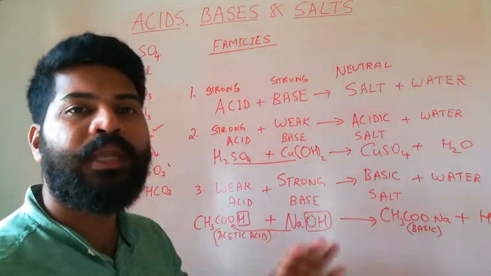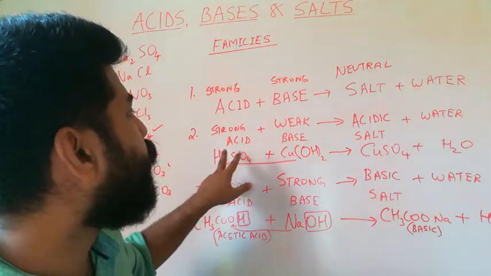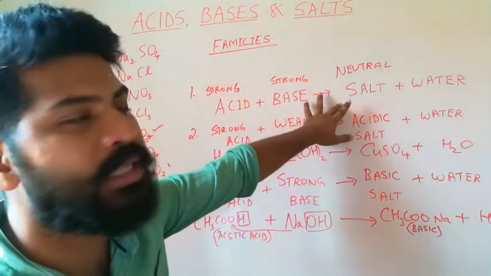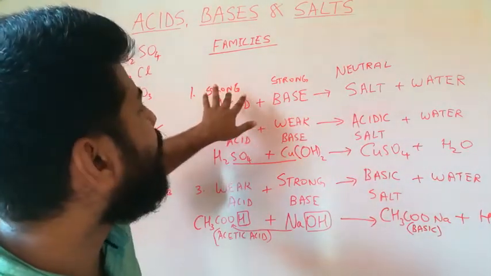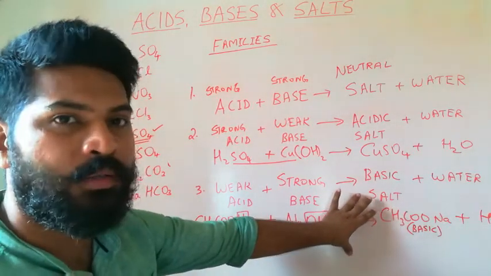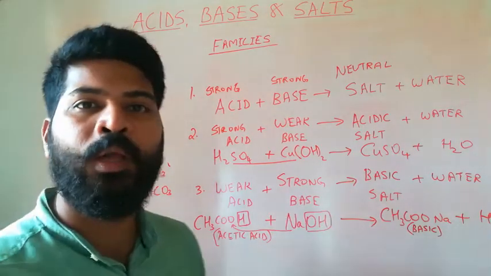Acidic salts have pH less than 7. They are formed due to a combination of strong acid and weak base. Neutral salt has pH 7. They are made up of strong acid and strong base, whereas a basic salt is made up of a weak acid and a strong base, having a pH above 7.